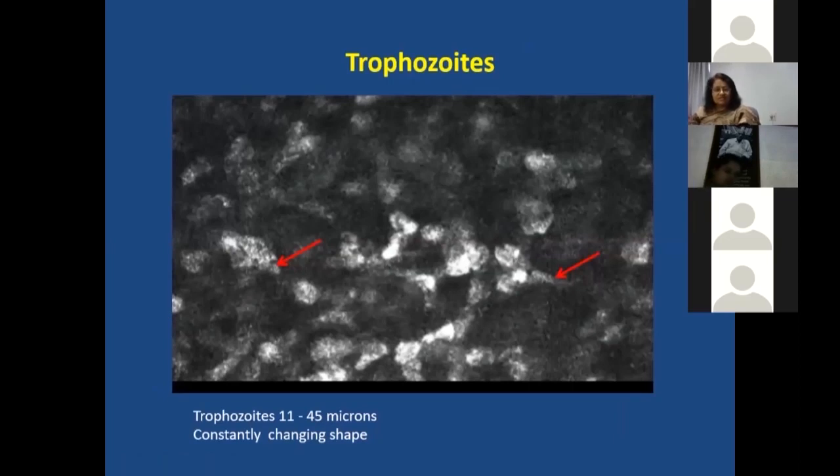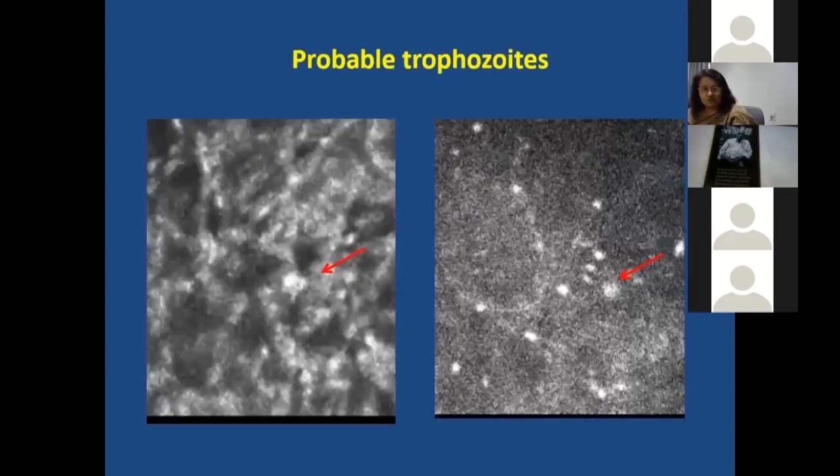One of the advantages is that it's larger, around 11 to 45 microns. Once you think that you see a trophozoite, you can repeat the scan, say 10 minutes later, and then see if the trophozoite has changed shape. If that particular thing that you identified has changed its shape, then it's likely that you're seeing a trophozoite. These are probable trophozoites. We're not very sure about it, but it is found adjacent to the acanthamoeba cyst.